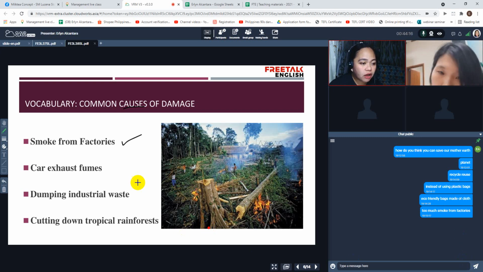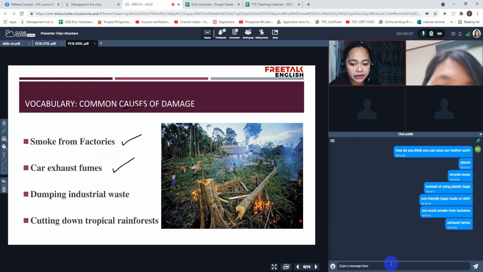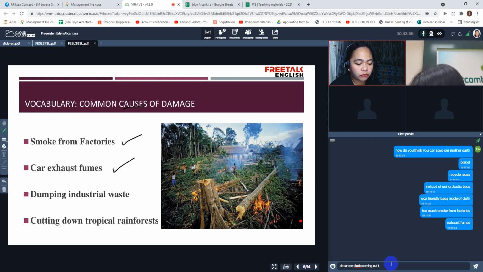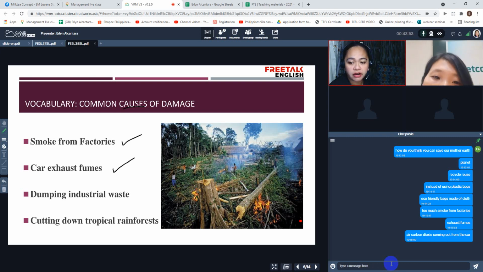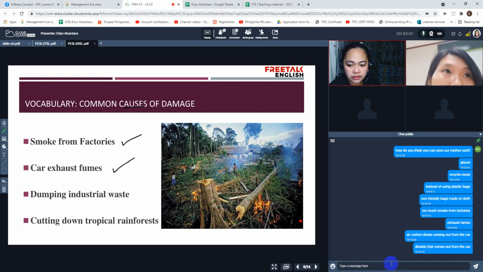Okay. What about car exhaust fumes? When we say exhaust fumes from cars, it means the air or the carbon dioxide that comes out from the car. So that is what we call car exhaust fumes.